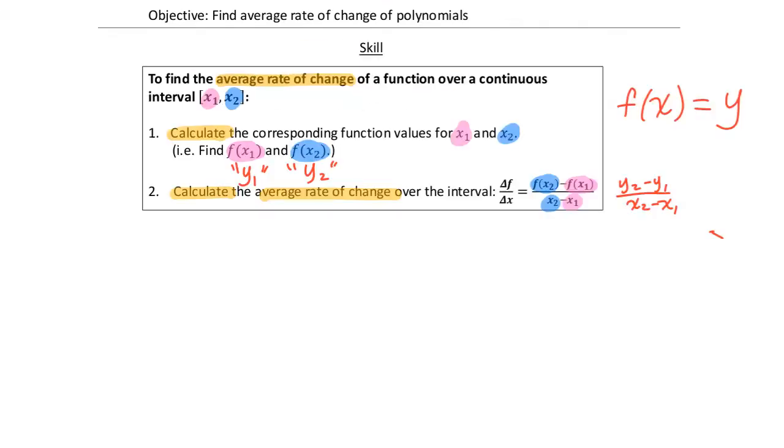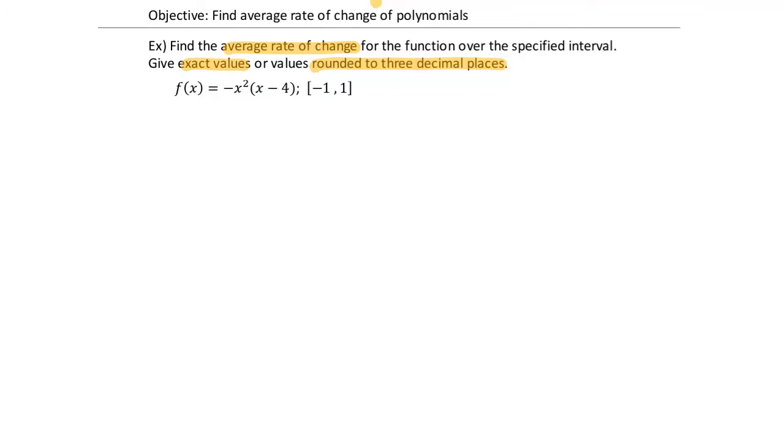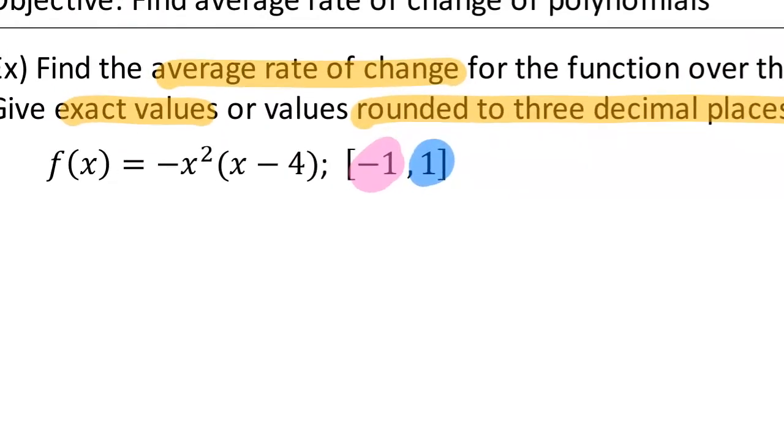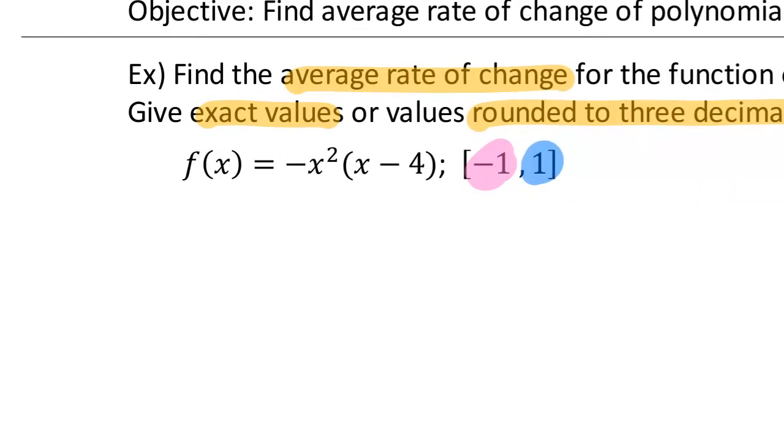If I go back to step 1 on the steps here, you have to find f of x1 and f of x2, okay? And then if you remember, x1 is going to be the first number on the interval, x2 is going to be the second number on the interval. So in this example, my first number on the interval is -1, and the second number is +1. So this is telling me that -1 is going to be x1, and the +1 is going to be my x2.